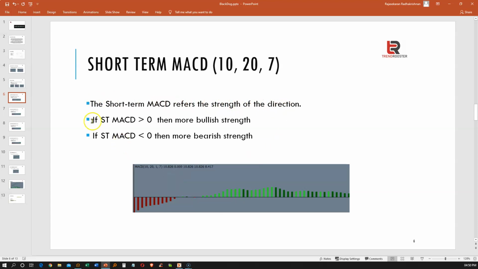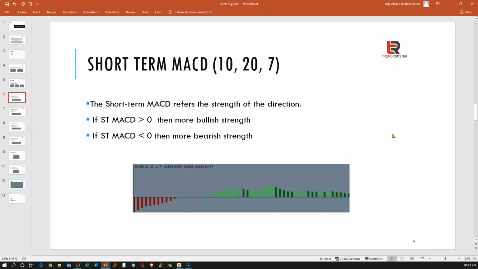If the short-term MACD is greater than 0, then bullish strength is more. If the short-term MACD is less than 0, then bearish strength is more. That's very simple and straightforward, right? Nothing to worry about. Is the bar low or bigger? Is it dark green or light green? Doesn't matter. It's just above the zero line or below the zero line. That's what the short-term MACD says.